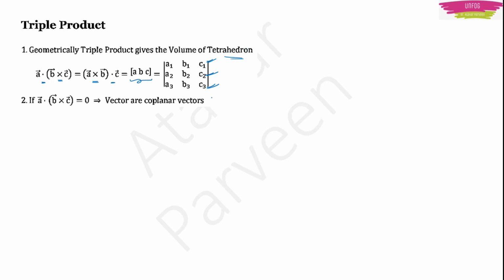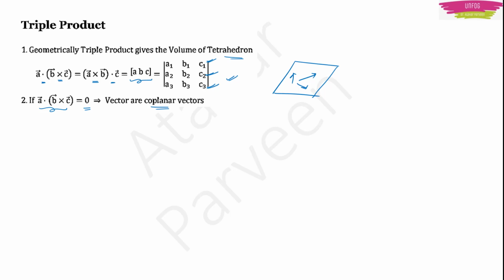Also, another thing which you can find is that if you do A dot B cross C and your answer is 0, it means that all the three vectors are coplanar vectors. Coplanar vectors means all the three vectors belong to the same plane. Okay, these are called coplanar vectors. To find out whether the given three vectors are coplanar, you have to solve the determinant by writing the values of the vectors. Okay, this is a very simple formula. Actually, they can ask you a direct question based on this.